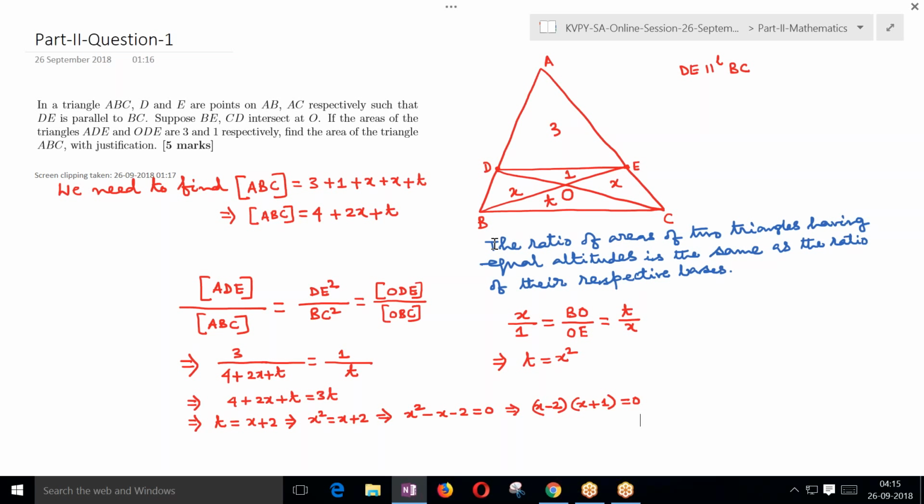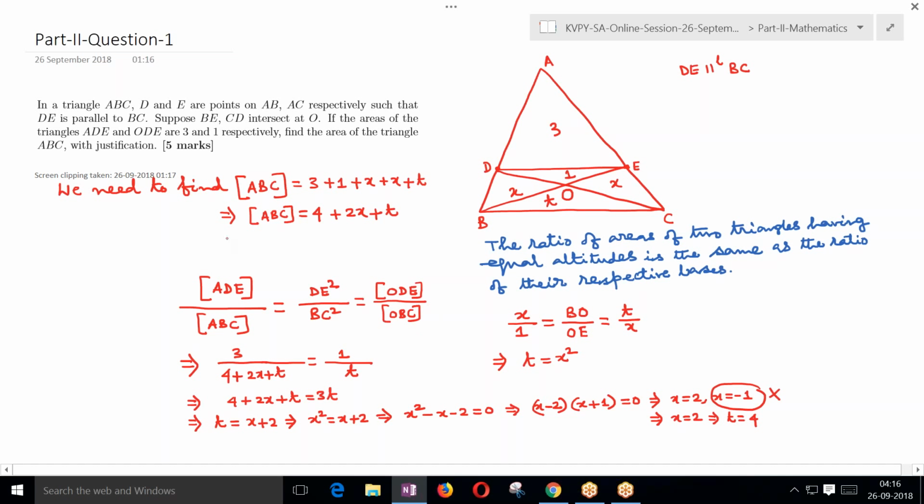Okay, so now let's proceed. So from here we get x is equal to 2 and x is equal to -1. But x is equal to -1 is not an acceptable solution. So we get the value of x is equal to 2. The moment x is equal to 2, we get t is equal to x square, that is 4. So x is equal to 2 and t is equal to 4.